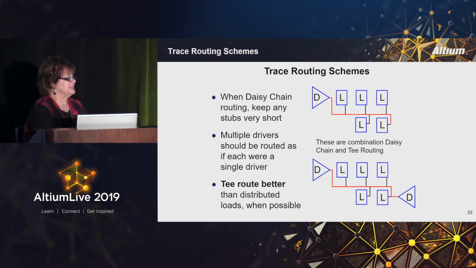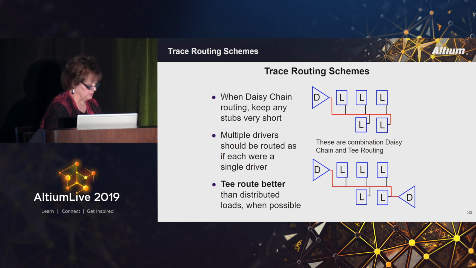Multiple drivers should be routed as if each was a single driver, something like this, because this one is going to turn on all of this, and possibly this, or this one is going to turn on all of this and possibly that. So T-routing is usually better, if you can do it, because the distributed loads have a tendency to change the signal a little bit as it goes along. So if your signal were going here and routing here, there's a small change before it gets here, and another small change, and another small change. So it's better if you can do lumped loads, T-routing, to do it that way.